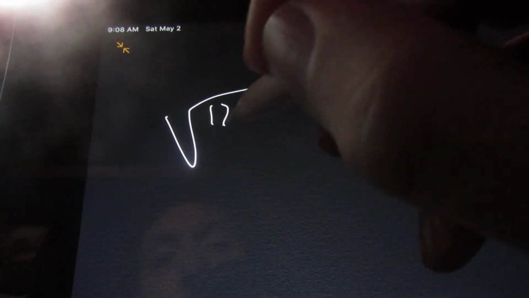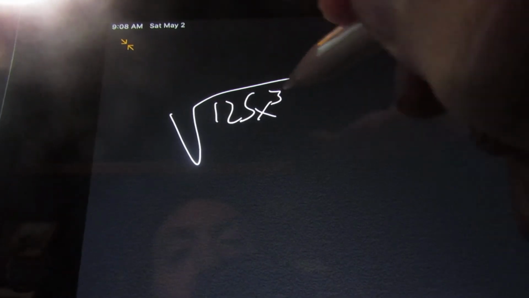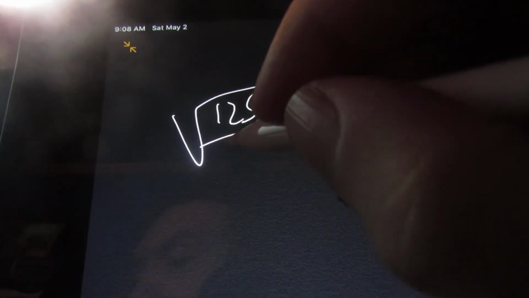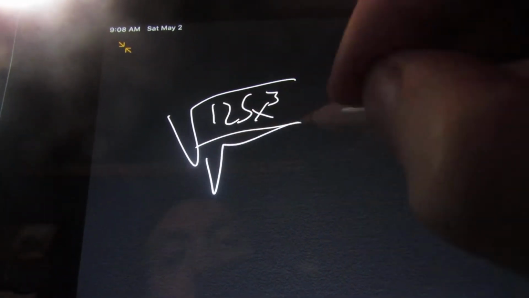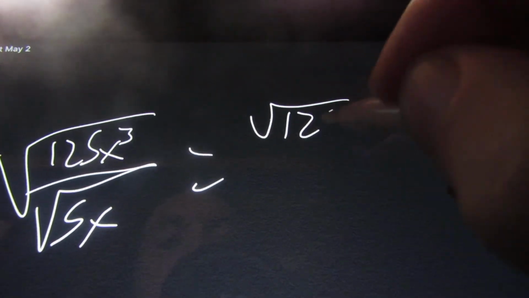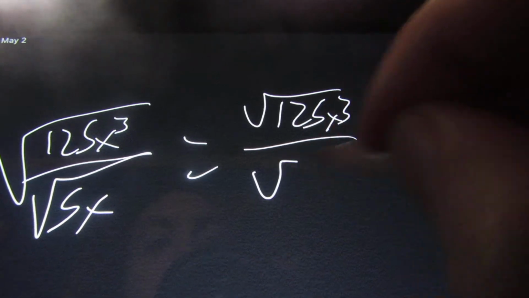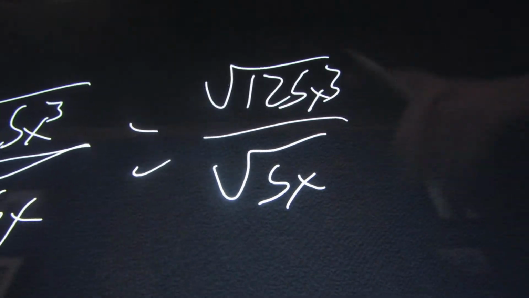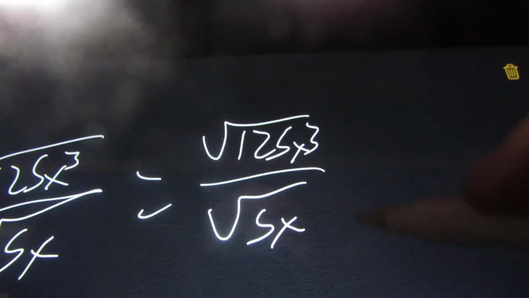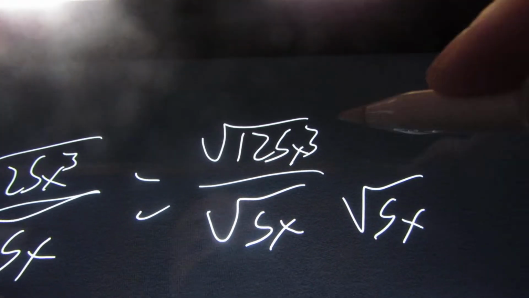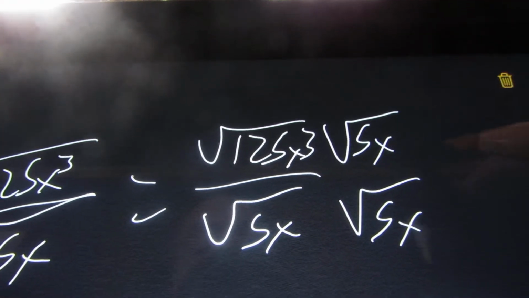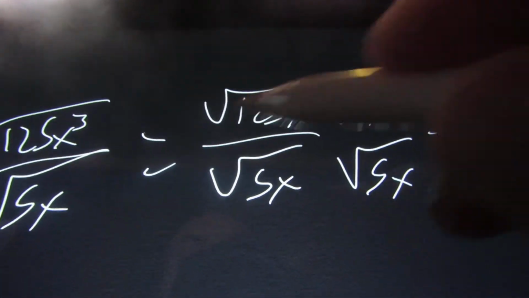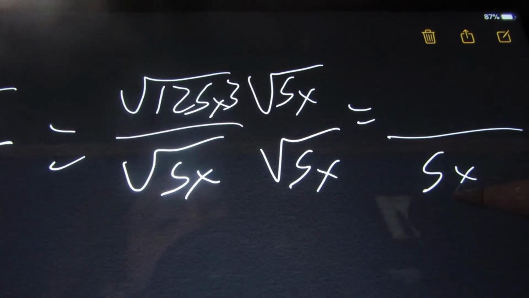So let's go back to that one that we had. Square root of 125 x to the 3 over square root of 5x. So if we did it like we did these ones here where we rationalized it, we'd multiply both top and bottom by square root of 5x. When we do that, on the bottom, we're just going to get 5x.